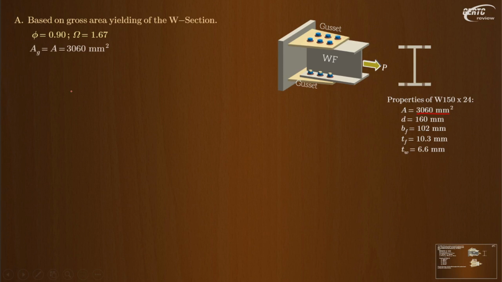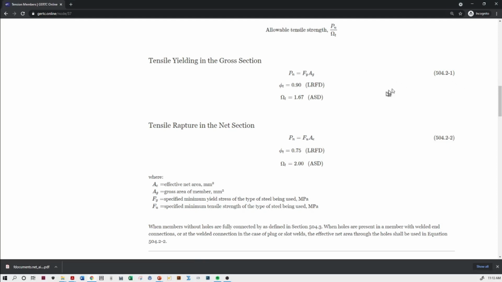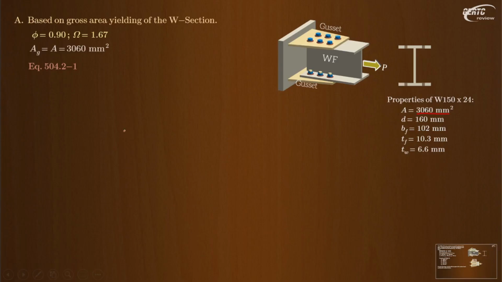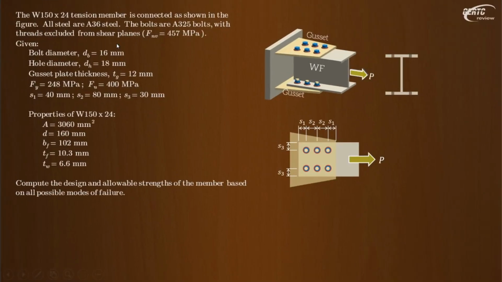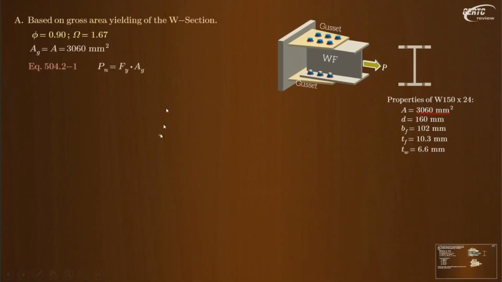Okay, and again, according to equation 504.2-1, Pn is equal to Fy times Ag. So Fy is 248, and then our Fu is 400 MPa. Okay, let's substitute the values. You just do the substitution.